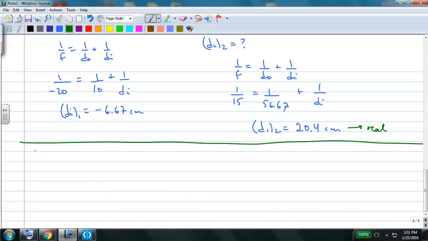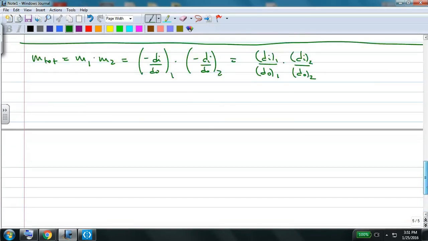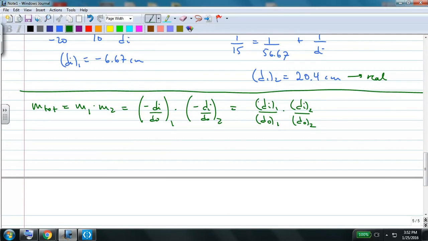Okay. Here's the deal. M total equals M1 times M2. What that means is that's negative DI over DO of lens 1 times negative DI over DO of lens 2. Well, those two negatives go away, so what you always get is DI1 over DO1 times DI2 over DO2. Okay, the negative sign goes away, so you just literally plug in the numbers that you have.